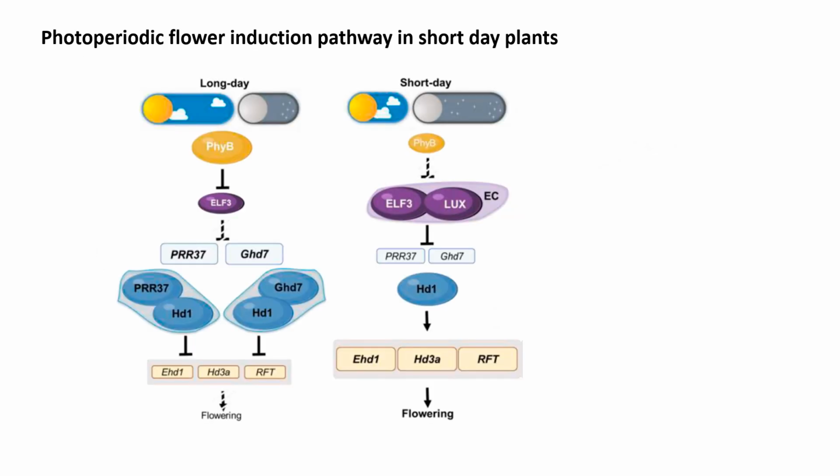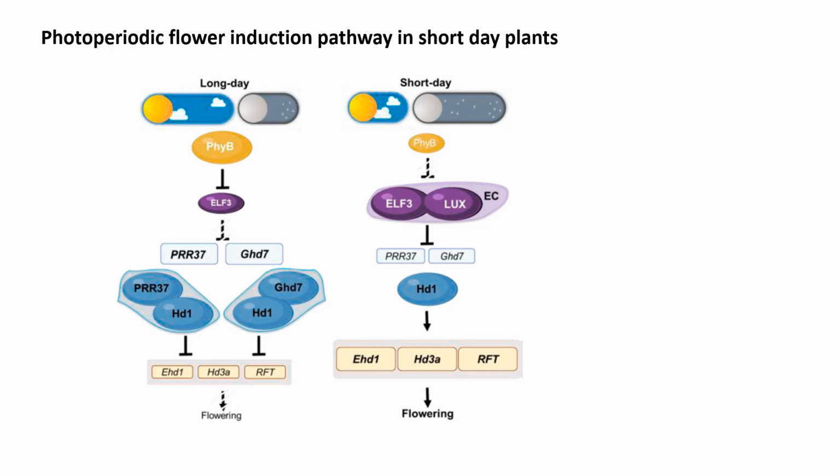The core clock components as well as the Constans FT module are conserved between long day and short day plants. However, the molecular mechanisms leading to FT transcription and hence flowering initiation are different. Rice is a short day plant and shows similar regulatory mechanisms for the photoperiodic control of flowering. The rice homologue of Constans is called heading date 1 or HD1. The FT homologue in rice is called heading date 3A or HD3A, which promotes flowering under short day conditions.